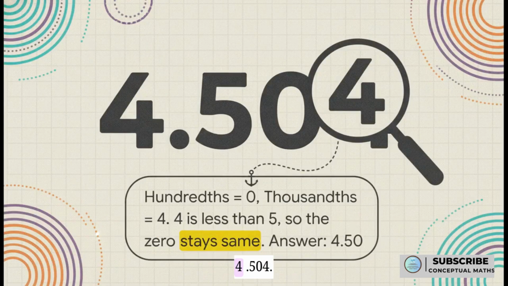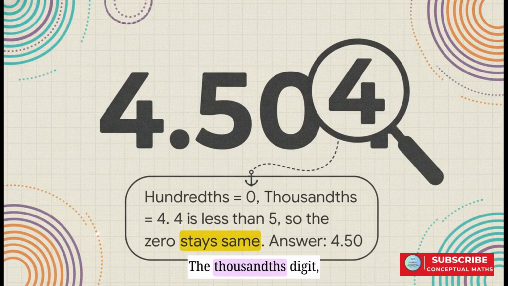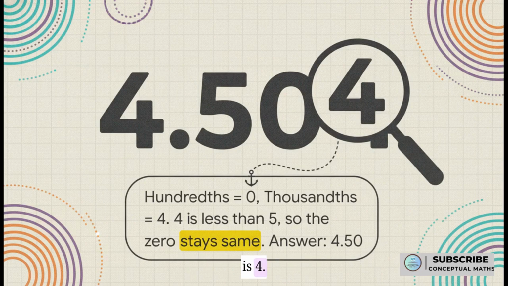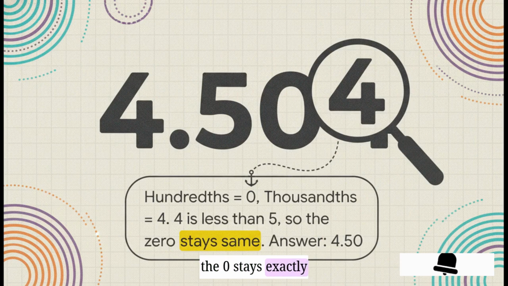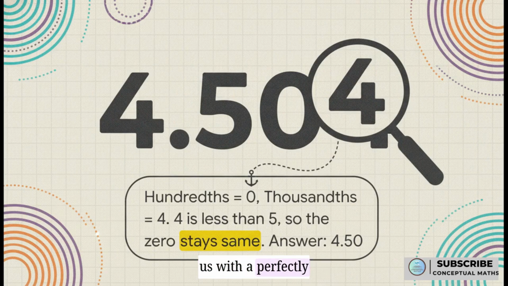Let's look at another one, 4.504. Our hundredths digit is 0. The thousandths digit, right next to it, is 4. Since 4 is obviously less than 5, the 0 stays exactly as it is. We literally don't change a thing about it, leaving us with a perfectly rounded 4.50.